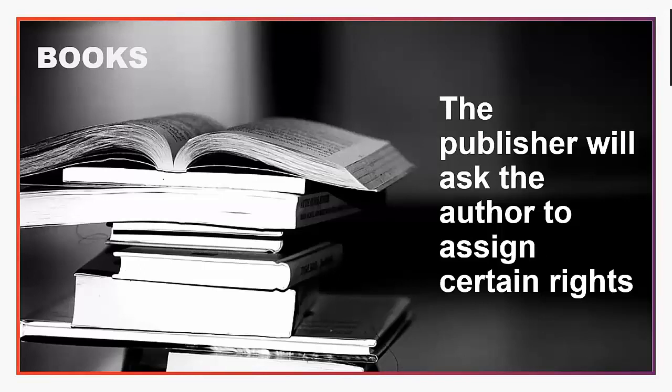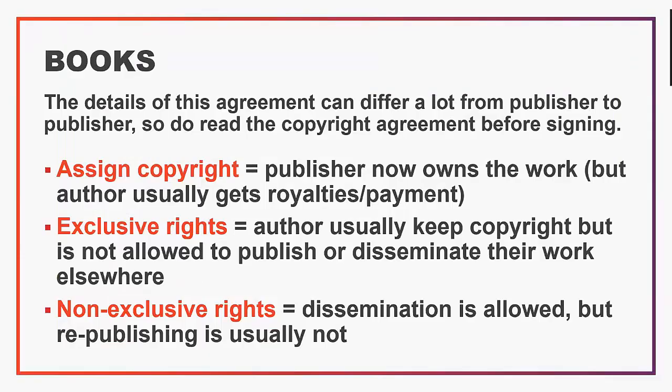Okay, so what I've spoken about so far has been a lot around journal articles, but I'm going to speak a bit now about monograph publishing and book publishing, because this also has a lot of different copyright considerations. If you're publishing a book, usually the publisher will ask the author to assign certain rights to the publisher. There are three main ways that book publishing usually works in terms of copyright. The details of agreements can differ quite a lot between publishers, so again, do make sure you're reading those copyright agreements before signing.